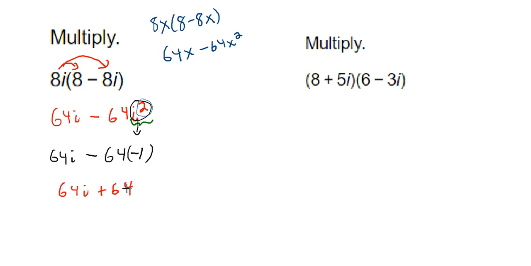And while mathematically it'd be fine just to leave it like this, MathXL is kind of picky about the way you format the answer. Real part has to go first. So 64 goes first, and then the imaginary part goes second. So it's going to be 64 plus 64i.